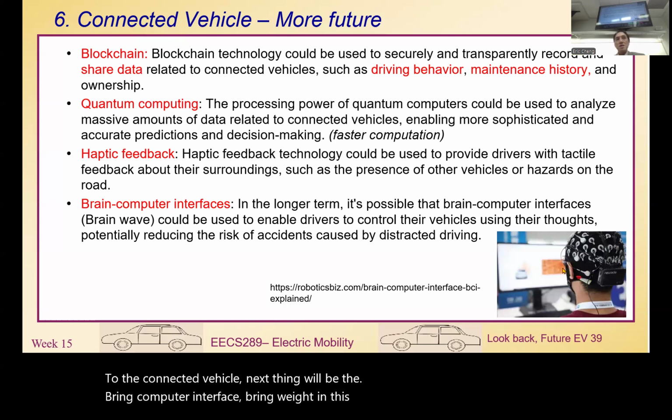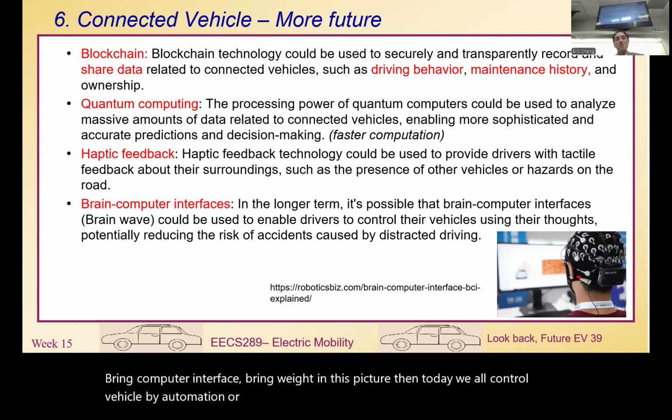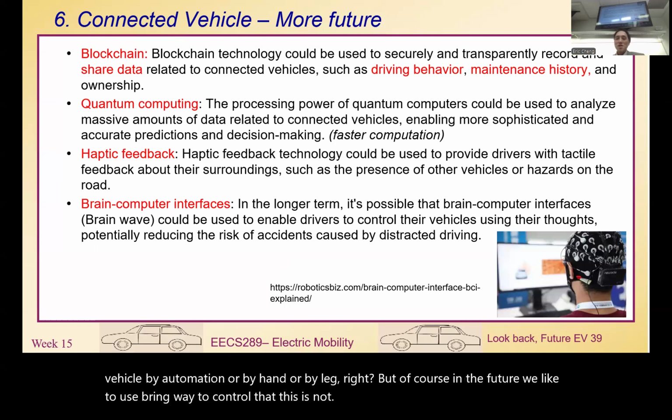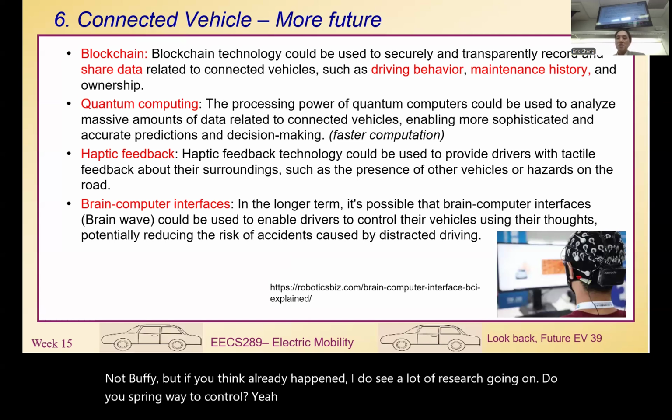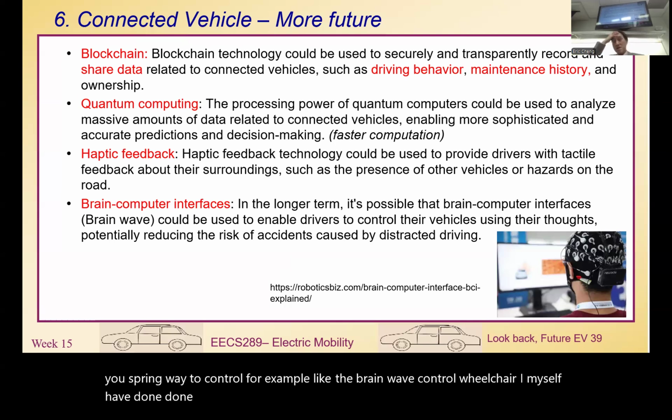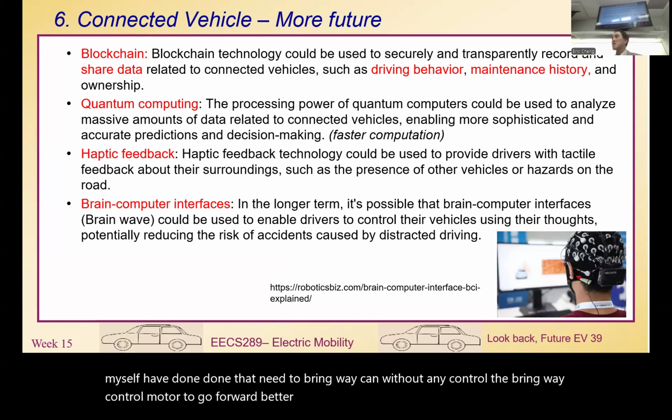Today we all control vehicles by automation or by hand or by leg, right? But of course, in the future, we would like to use brain waves to control that. This is not a novel or a movie, but a real thing that has already happened. I do see a lot of research going on to use brain waves to control things. For example, the brain wave controlling a wheelchair. I myself have done that. The brain wave can, without any other control, control the motor to go forward, backward, and steering. That simple task has been done.